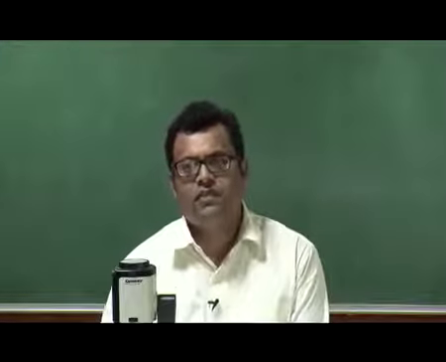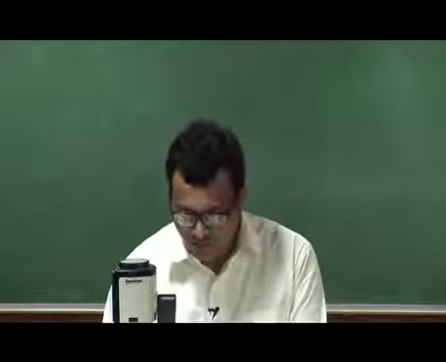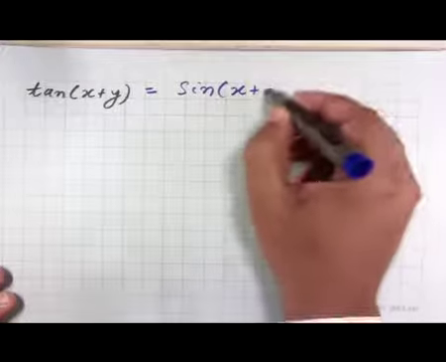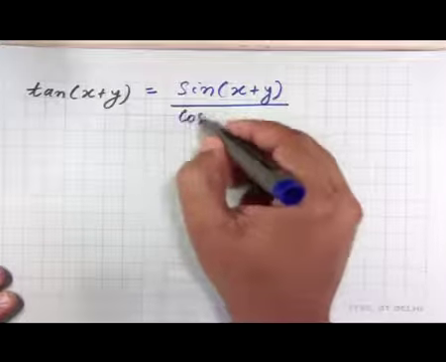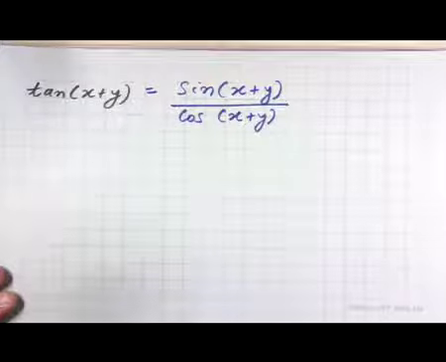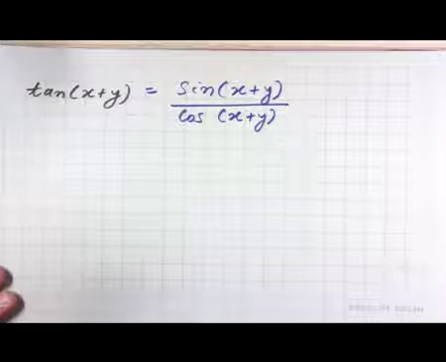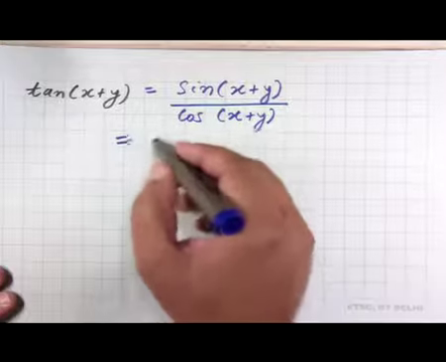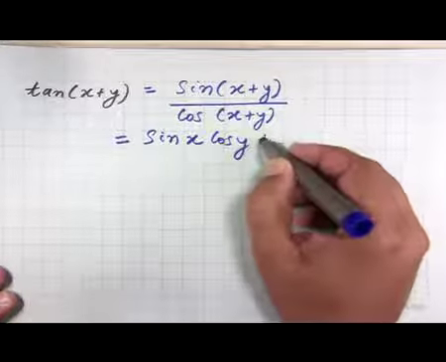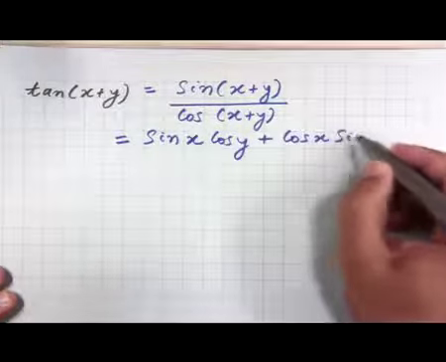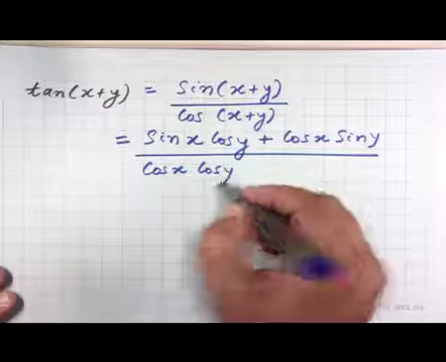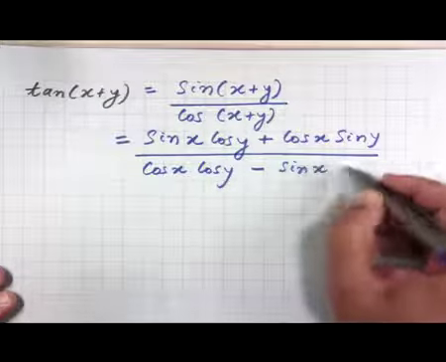Now, since tan of x is sin x by cos x, tan of x plus y is equal to sin of x plus y upon cos of x plus y. In the previous lectures, we derived expressions for sine of x plus y and cos of x plus y. So, using that we can write this as sin x cos y plus cos x sin y upon cos x cos y minus sin x sin y.